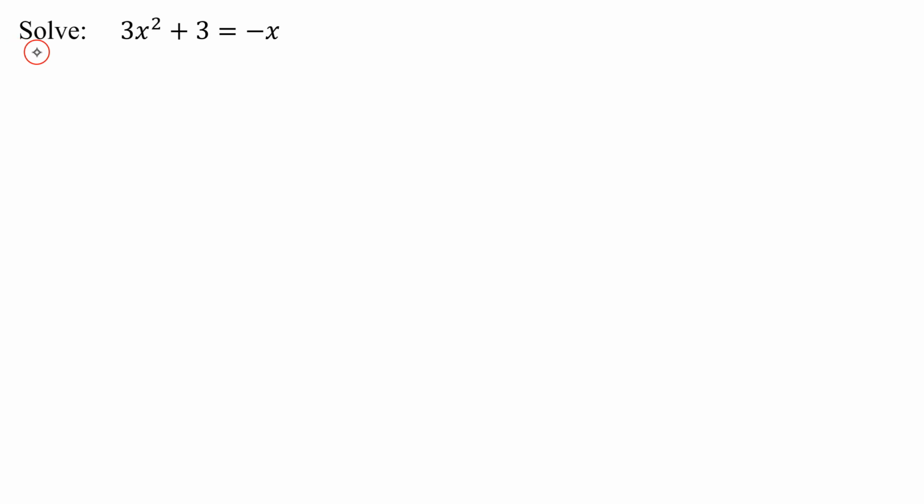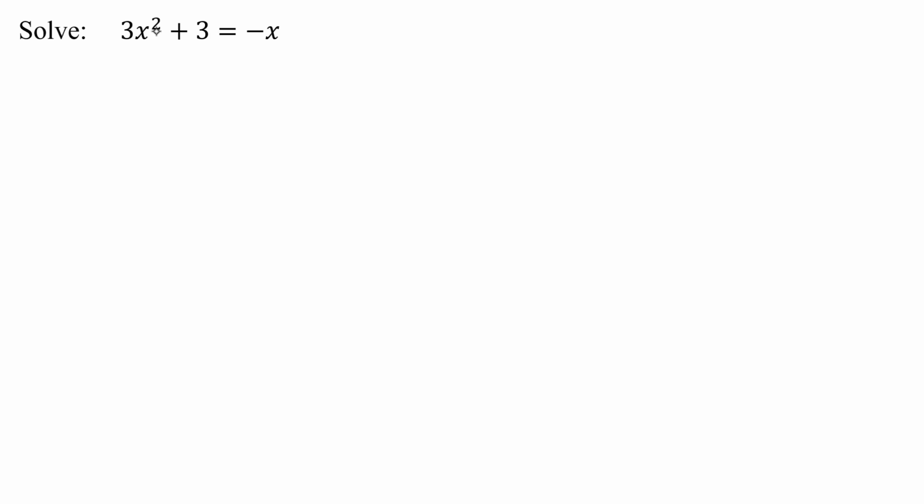In this problem, we need to solve the equation 3x squared plus 3 equals negative x. Well, what type of equation do we have here? Notice the highest exponent on an x is a 2, so it's a quadratic equation. And how do we solve quadratic equations? We either factor them or use the quadratic formula.